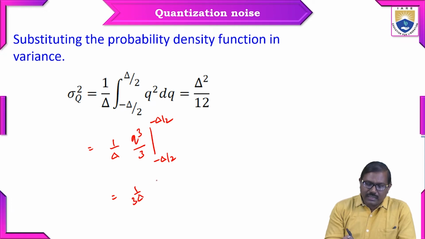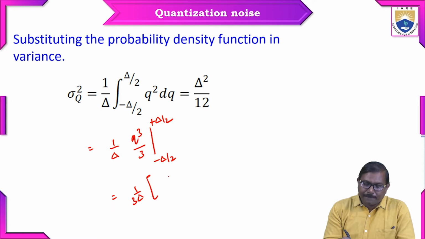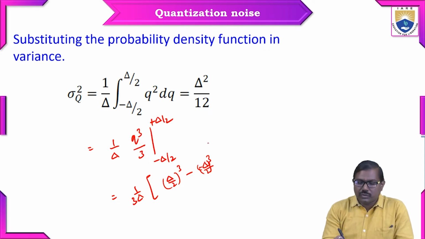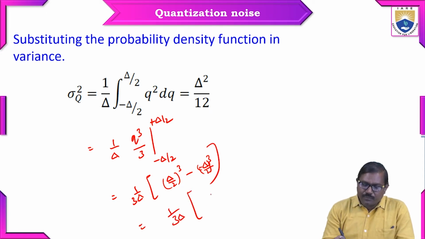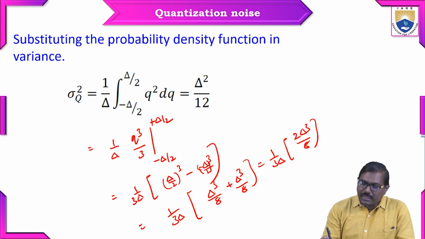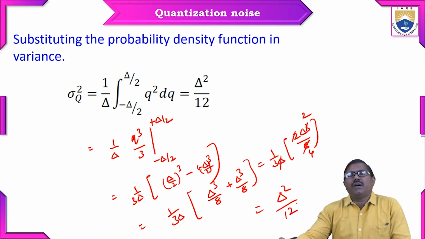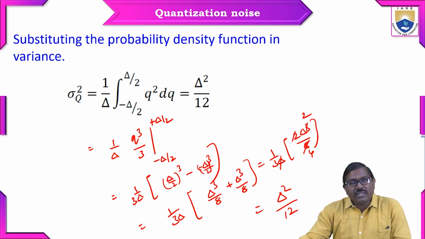So 1 by 3 delta times delta by 2 whole cube minus minus delta by 2 whole cube. So totally we have 1 by 3 delta times delta cube by 8, minus of minus plus delta cube by 8. So totally 1 by 3 delta into 2 delta cube by 8. Here delta cancels the delta square terms, and 2 by 4 finally gives delta square by 12. So this is the variance of this quantization noise value.